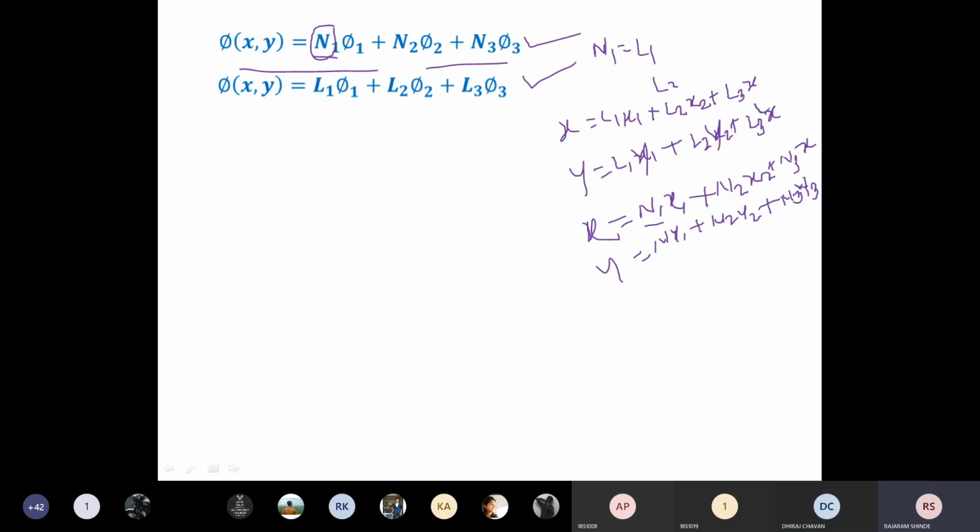Yes, you have good observation. Okay, y is equal to L1 y1 plus L2 y2 plus L3 y3. By mistake, I have written x1 x2. It is y1 y2 y3. That is L1 y1 plus L2 y2 plus L3 y3. Okay. Now x is equal to n1 x1 plus n2 x2 plus n3 x3. Y is equal to n1 y1 plus n2 y2 plus n3 y3.